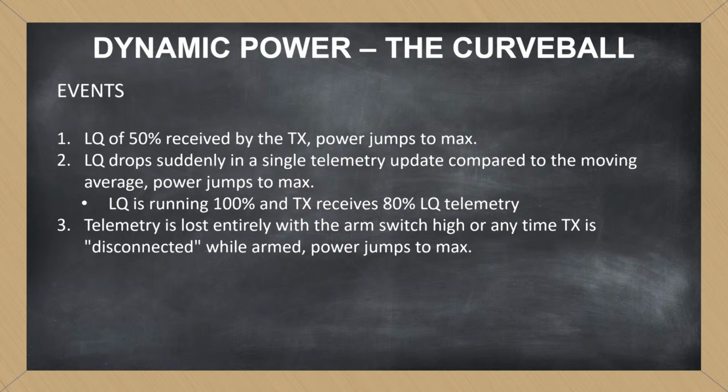If your LQ drops suddenly in a single telemetry update compared to the moving average, power jumps to max. Right? That makes sense. So for example, if your LQ is sitting there at 100%, everything's cool, and all of a sudden it gets an 80% LQ hit on telemetry, the radio automatically increases its power to max. Number 3, the third event, is if telemetry is lost entirely with the arm switch in the high, or at any time the TX is disconnected while armed, power jumps to max.